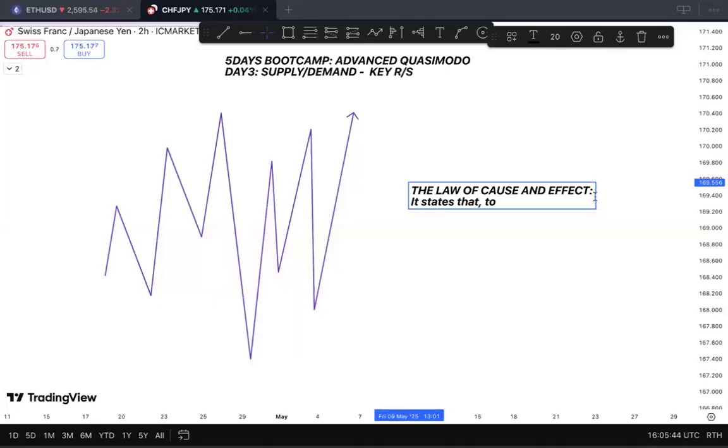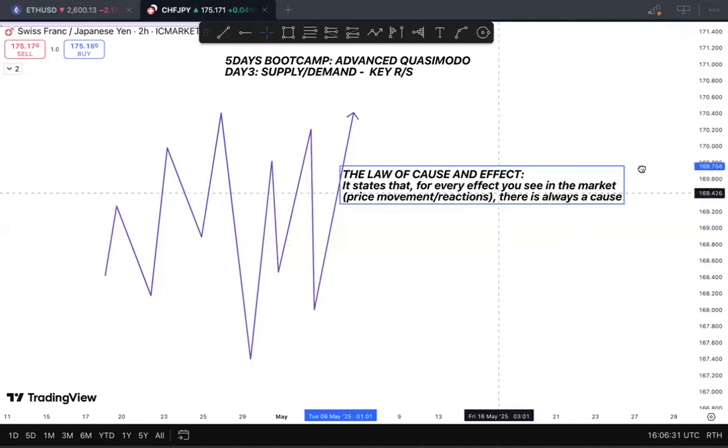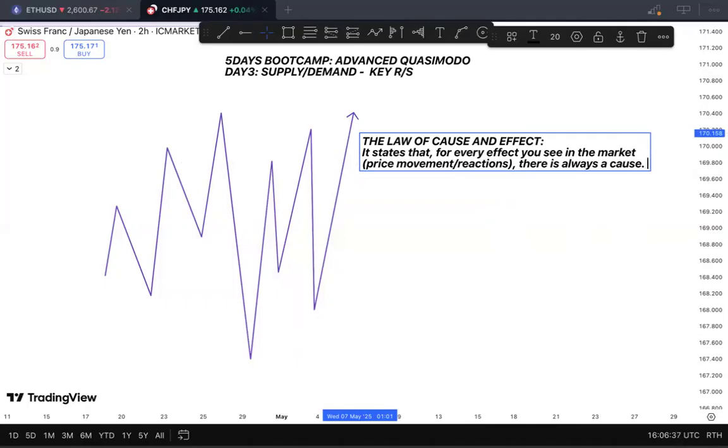that for every effect you see in the market, open bracket, price movements and reactions, there is always a cause. In other words, nothing happens ordinarily. There is always a reason.